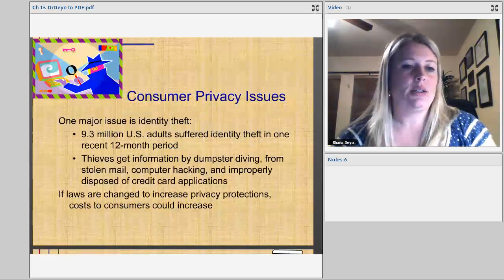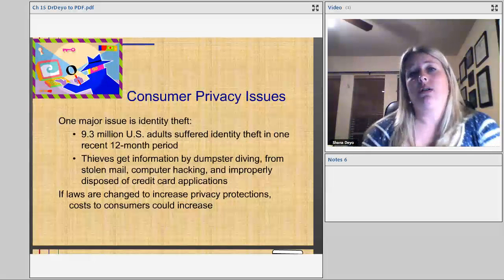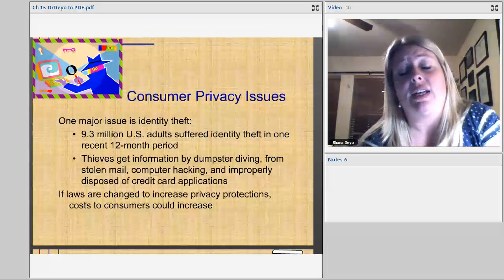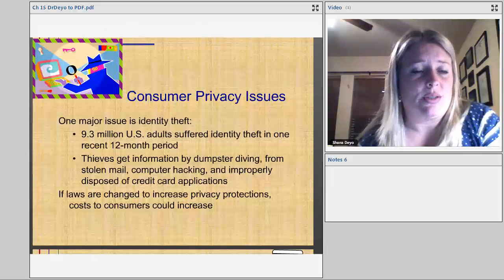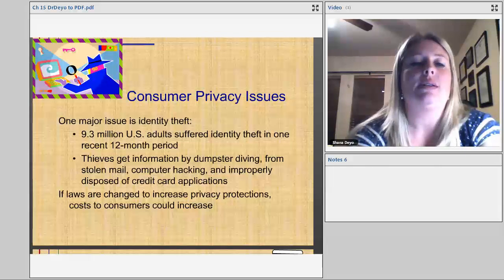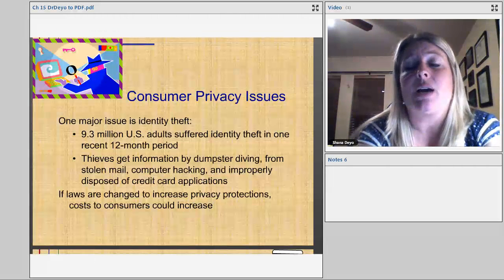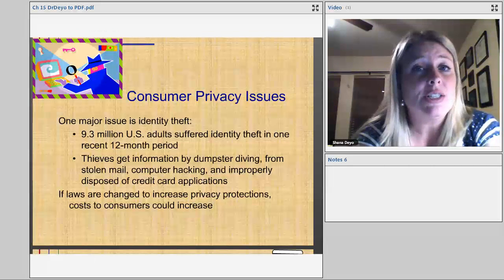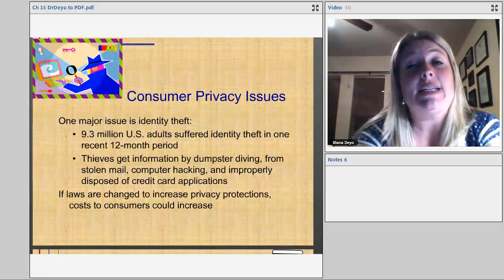All right, consumer privacy issues. Of course, there is more identity theft today than ever. This is from the old book, so the statistic here is 9.3 million U.S. citizens suffer identity theft in a recent 12-month period. I would say it was probably much higher today. I myself have been a victim of identity theft 3 times since I've lived in Daytona. So we're talking 3 times in 5 years.